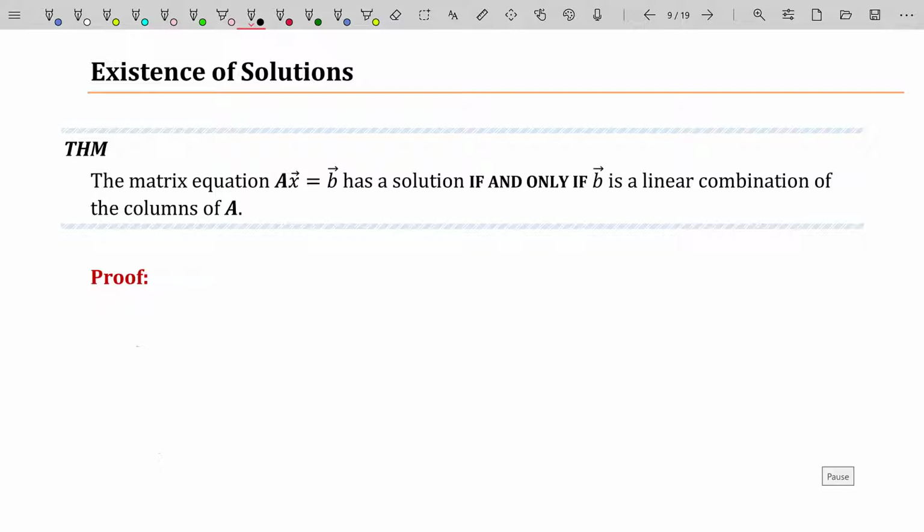The theorem states that the matrix equation AX equals B has a solution if and only if B is a linear combination of the columns of A.